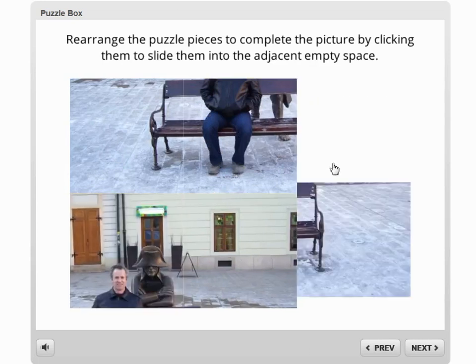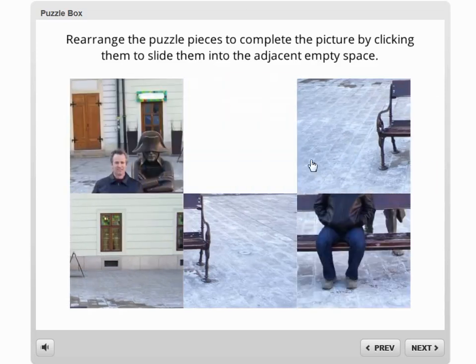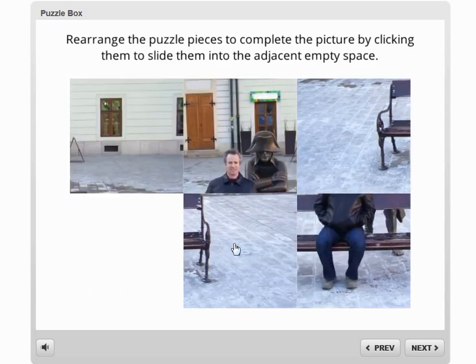So the idea is to get these into order so that when you complete the puzzle, it will fill in that last remaining space. And right now it looks like I have everything backwards. But rather than go into that further, let's see the mechanics behind this.